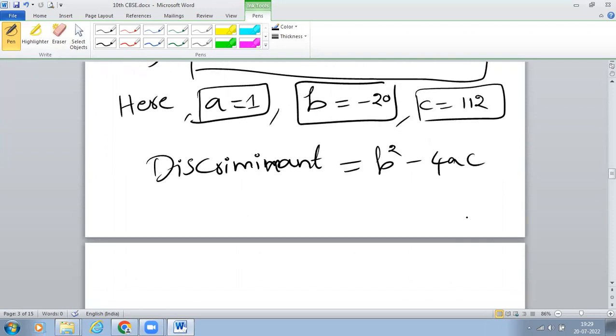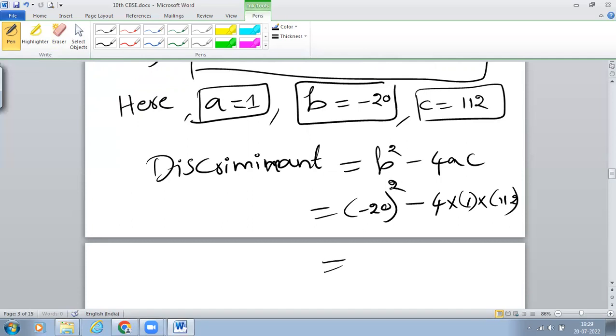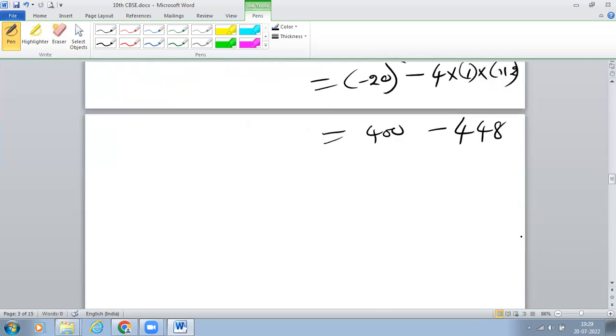Now we replace the values of a, b and c. b is minus 20, so minus 20 the whole square, minus 4 into a which is 1, into c which is 112. Minus 20 squared is plus 400. 400 minus 4 into 112, which is 448. So 400 minus 448 is minus 48.